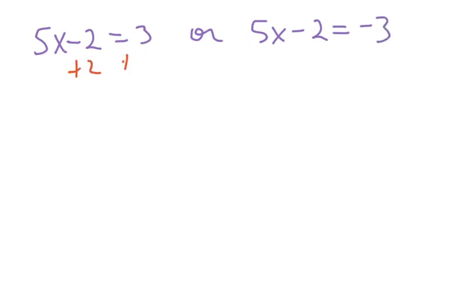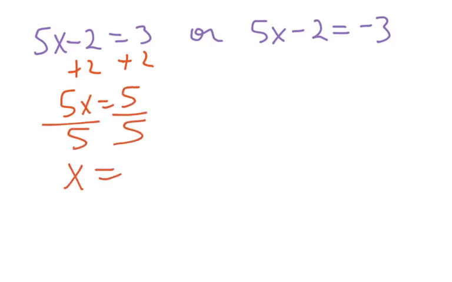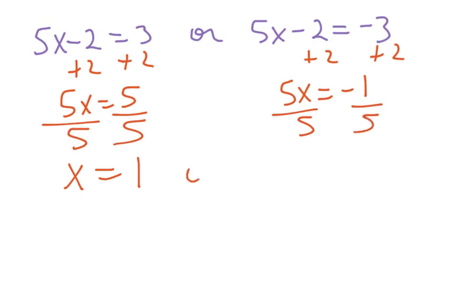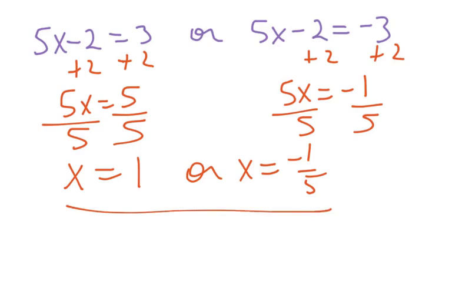So add 2 to both sides, so 5x is equal to 5. So x is equal to 1. Add 2 to both sides, so 5x is equal to negative 1. Divide by 5, x is equal to negative 1/5. And again, I'm going to leave the check up to you. All right? So 3 more examples to go.